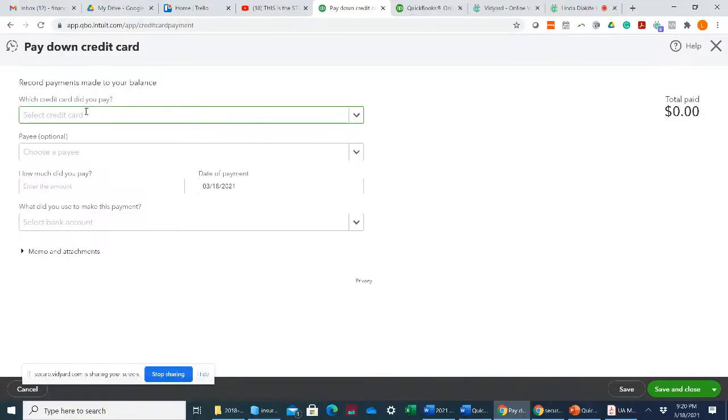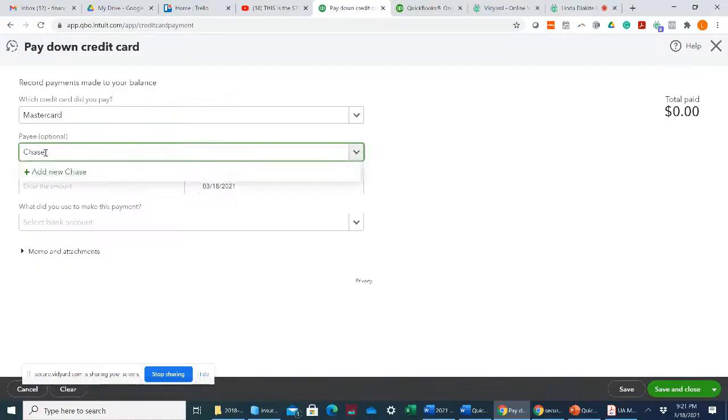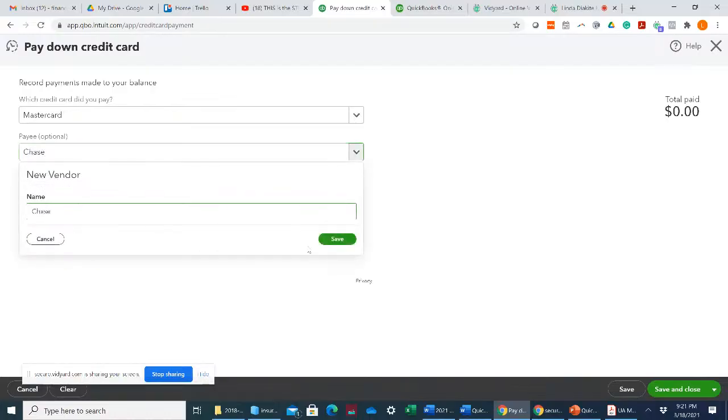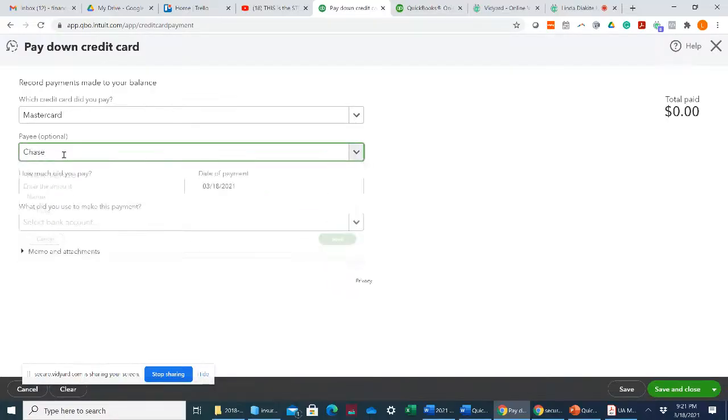So I suggest you use the Pay down credit card function when paying down the credit card. Whether you pay the full balance, 10% of the balance, whatever you pay, use this function. You will select the credit card that you paid on, and the payee, for example Chase Bank, which is new, and click save.